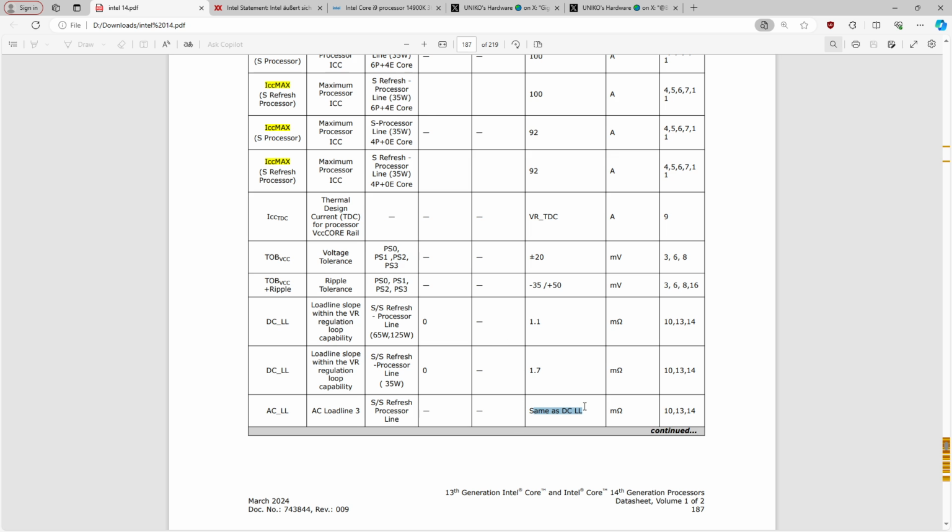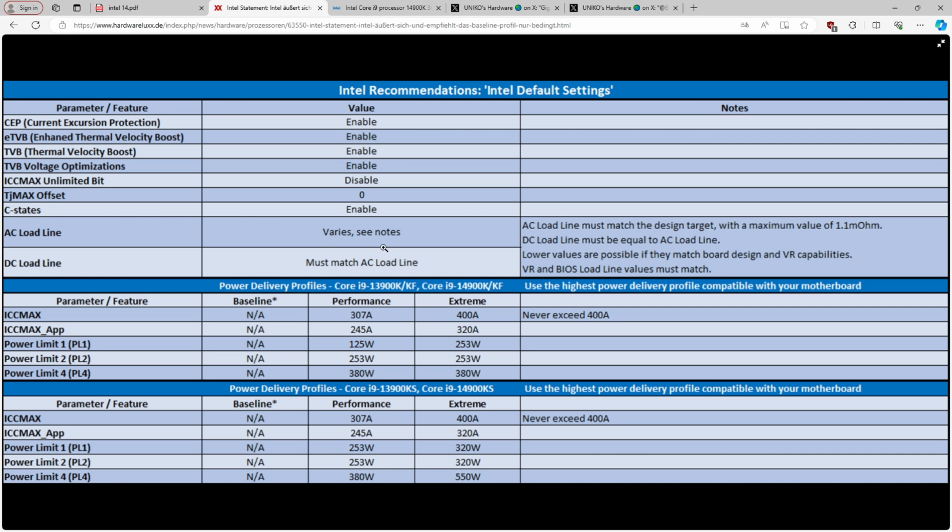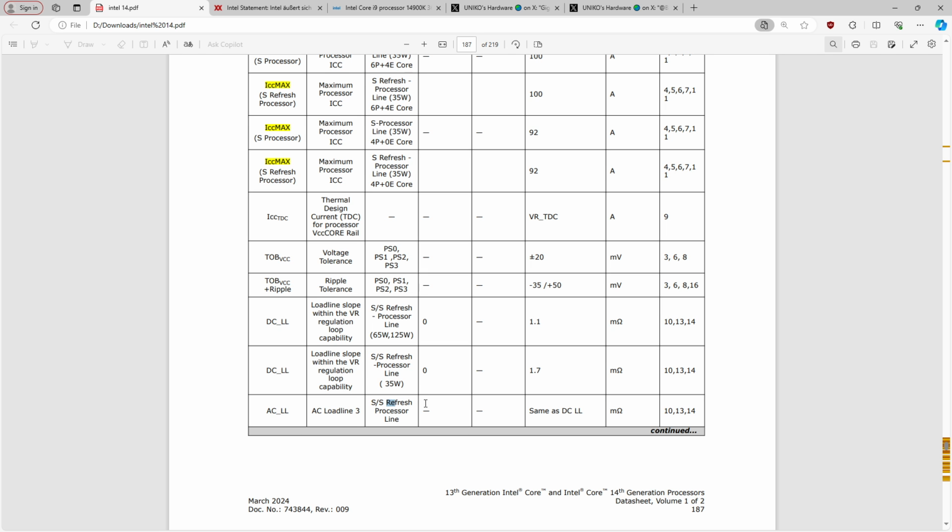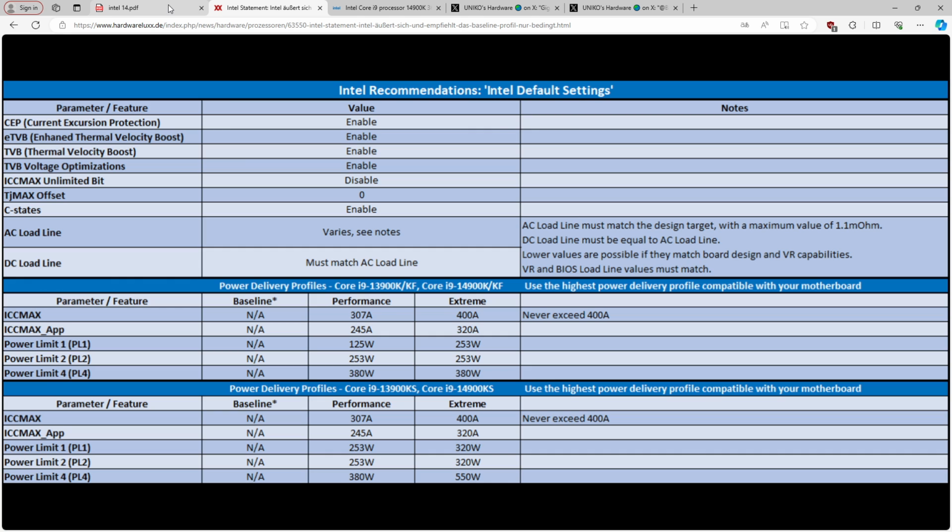Because as it is, it kind of looks like, oh, ACLL cannot exceed DCLL. It doesn't look like, oh, ACLL has to be the same as DCLL, which is what Intel is now saying with this table. So, though maybe it changed, right? I don't know. Maybe it was okay that you set it too low, but I kind of doubt that because it breaks CEP when you do that, and it's always broken CEP when you do that.